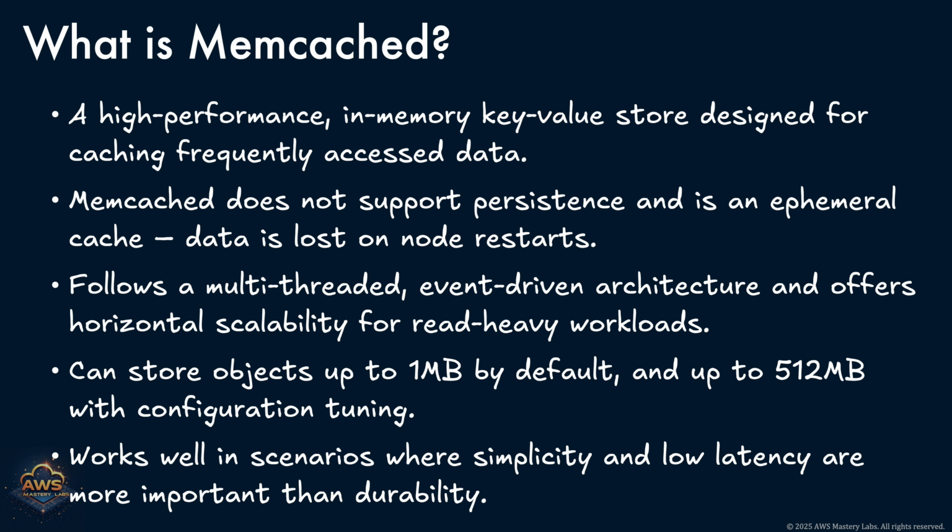Amazon ElastiCache for Memcached is an excellent choice when simplicity, blazing fast access times, and horizontal scalability are critical, allowing developers to offload pressure from backend systems, reduce latency, and optimize the performance of modern cloud-native applications.